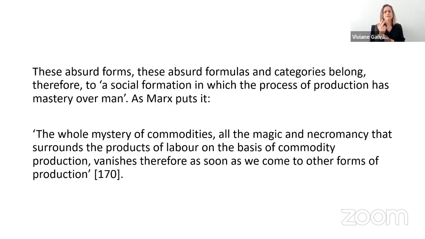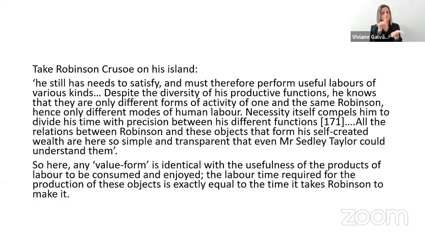All these categories of wages, value, price, profit, surplus value, all this sort of stuff, it goes if you look at other forms of organization of society. All this weird stuff is just not there. In Capital, he takes a fictional example to illustrate. He says, take Robinson Crusoe on his island.